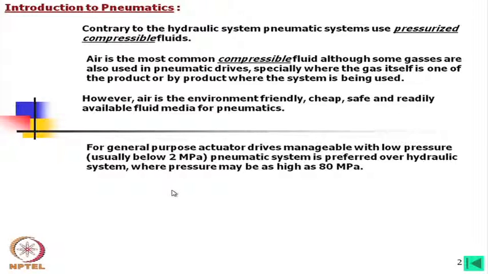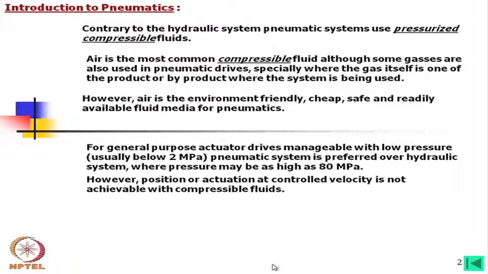For general purpose actuator drives, it is manageable with low pressure, usually 2 MPa. 2 MPa means 20 kg/cm², which is just a little above the absolute pressure. Pneumatic system is preferred over hydraulic system where pressure may be as high as 80 MPa. This means that in hydraulic systems we can go up to 80 MPa, but in the normal case, as you know, in oil hydraulics, 20 to 25 MPa is very common. 80 MPa is for very special applications, but it is possible there.